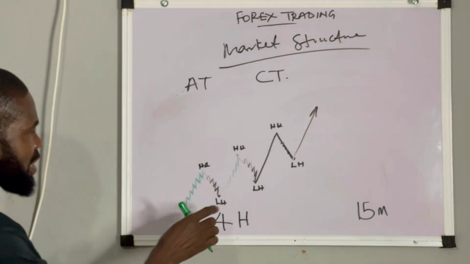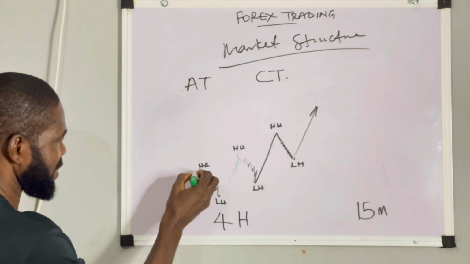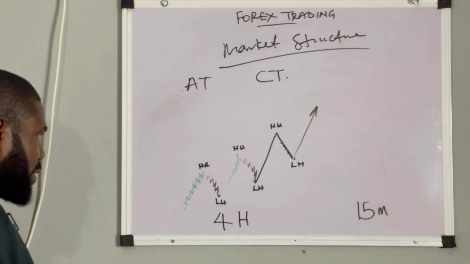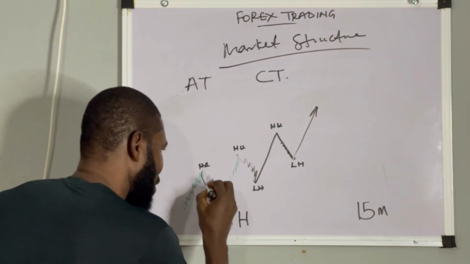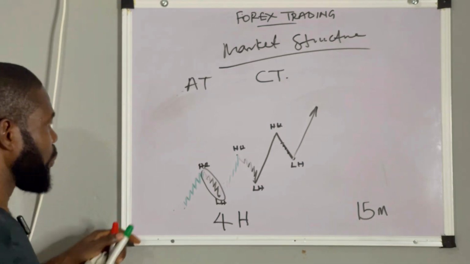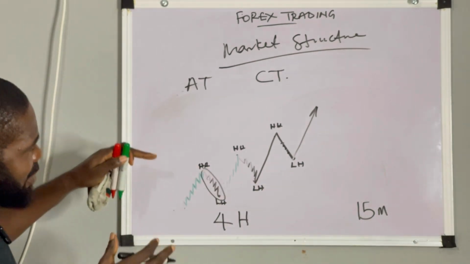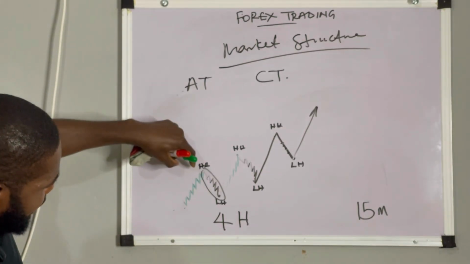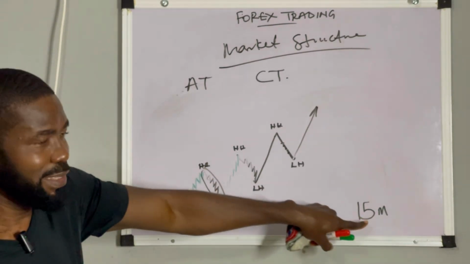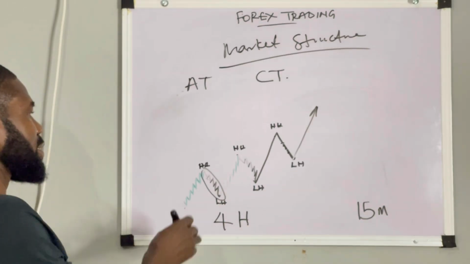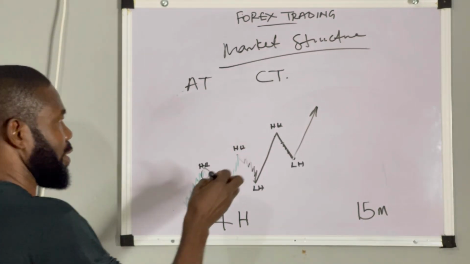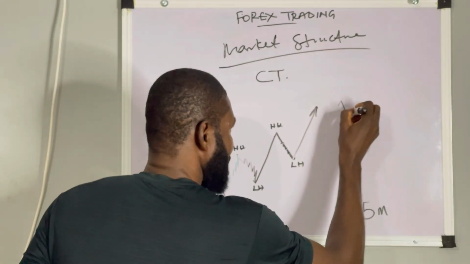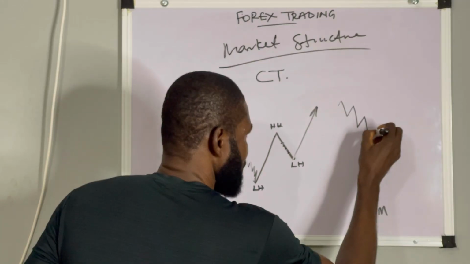So now this one is 4 hours. This is an impulsive movement. This is a retracement. So if you go to 15 minutes, this retracement you are seeing in 4 hours will be a downtrend. Even though in 4 hours we are in an uptrend, this very point that is retracing in 4 hours will be a downtrend. So now, what the conservative traders do is this: when they get to 15 minutes, they will allow the downtrend to play out.